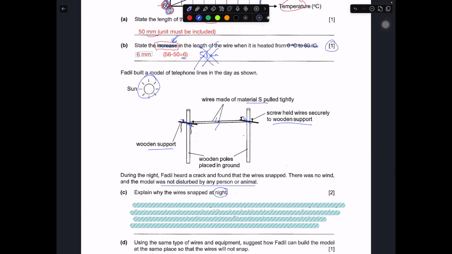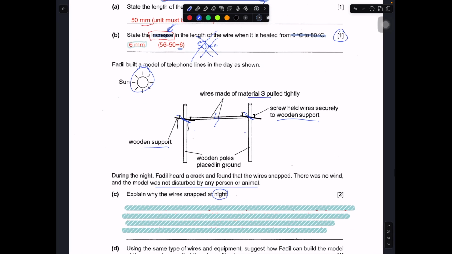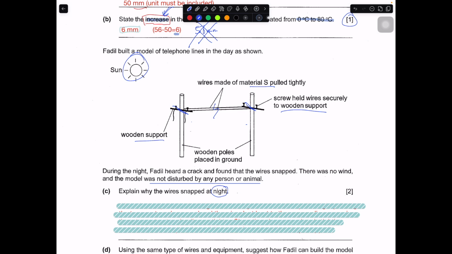So you take a look. Actually, the earlier question gave you some form of idea already. When the temperature increases, the length of the wire increases. So it tells you that it gains heat and expands. So the nature of this question has to do with expansion and contraction. During the day, there's a lot of heat, so the wire will gain heat and expand. Then during the night, what will happen? During the night, the wire will lose heat to the surroundings, and it will start to contract. The length will become smaller, and it will eventually snap if there is not enough allowance.